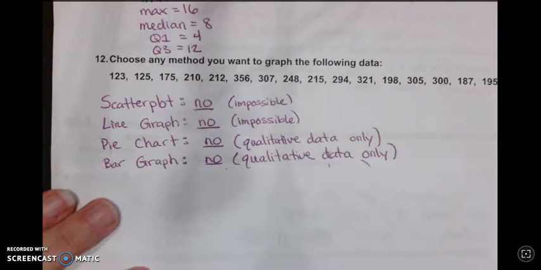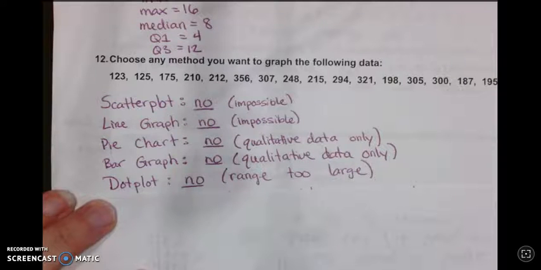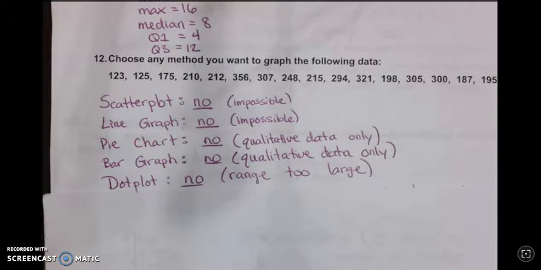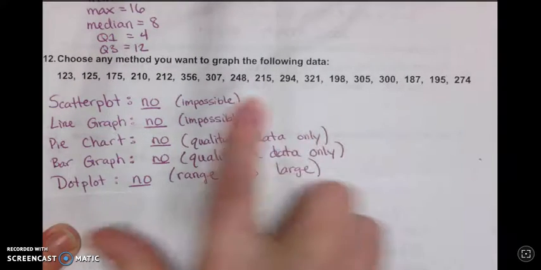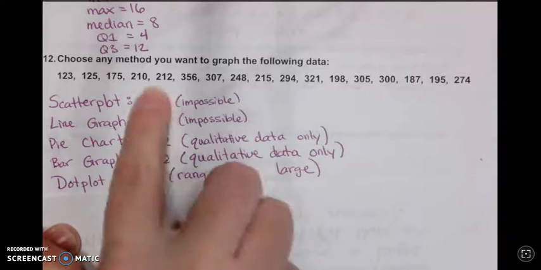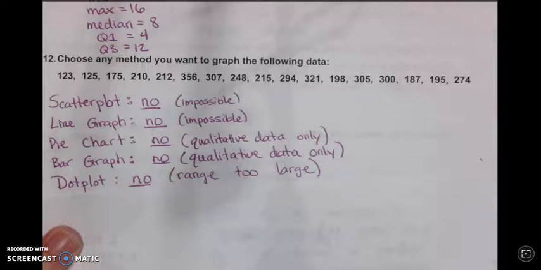A pie chart and bar graph are both no's because those are both for qualitative data and we have quantitative data. A dot plot I would not recommend because the range is too large. Like you go from 123 all the way up to, what's the biggest number? 356 maybe? So that's a lot of dots to do. And if you look, I don't see any numbers repeating. Do you see any numbers repeating? So your dot plot would be way spread out and you'd only have 1 dot. Like none of them would be stacked, so a dot plot wouldn't be appropriate.